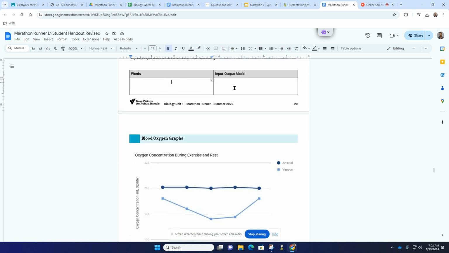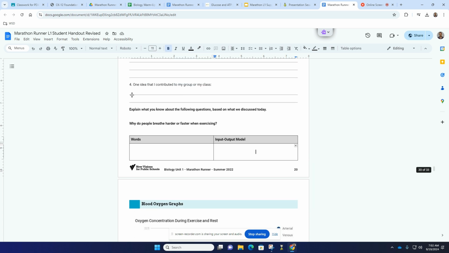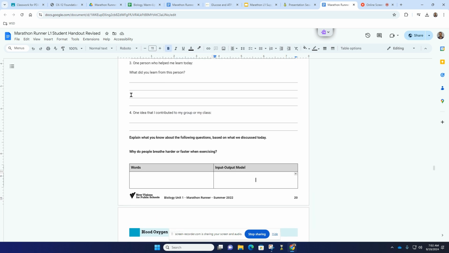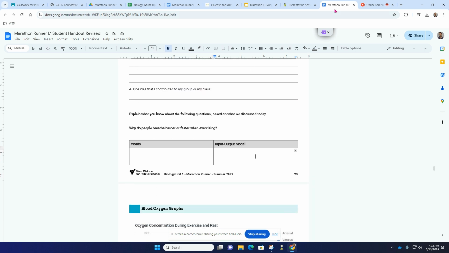These two boxes you can skip. Those are not supposed to be there. That was an accident. And that's the end of this section. So next time, we'll take a look at blood oxygen graphs.